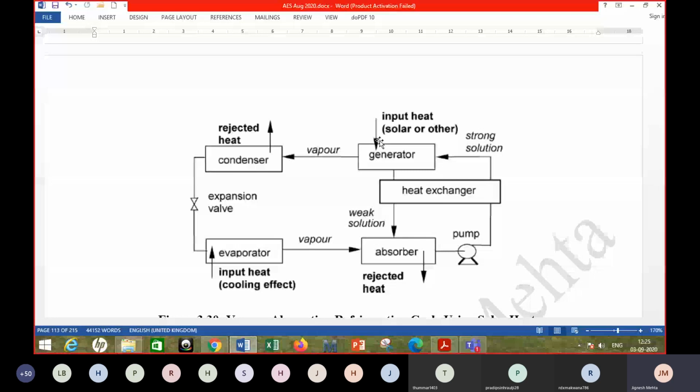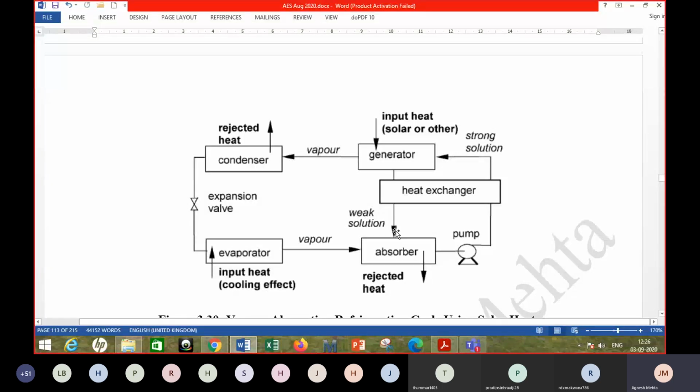Now this solution, the vapor of the refrigerant has come out. So now it is again weak. That is, there is less of ammonia in the solution, less percentage ammonia. That is again in the cycle. It is returned back to the absorber. Again, it will absorb vapor and the cycle will continue.